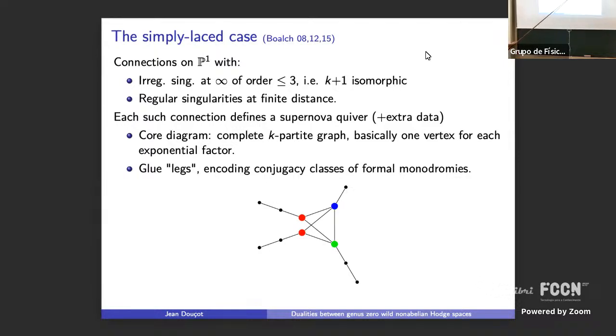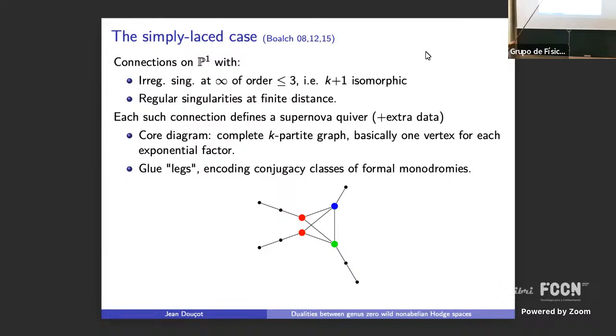You have a core whose vertices correspond to the different exponential factors at infinity of the connection. It is a complete k-partite graph. So you have k subsets of the core, and each vertex of one of the subsets is related by an edge to each vertex of another subset. Here's an example: I have k equals 3 subsets, with 3 colors, and each vertex of one subset is related to every vertex of another subset. So that's the core of the diagram.